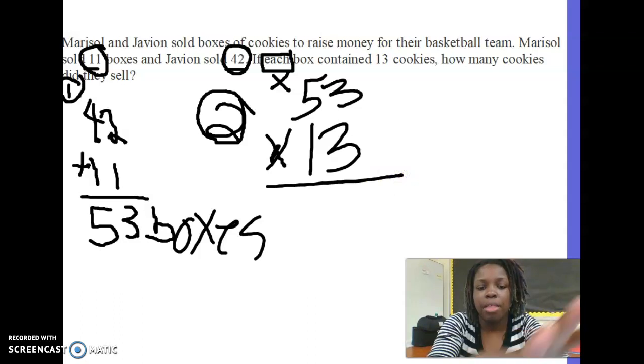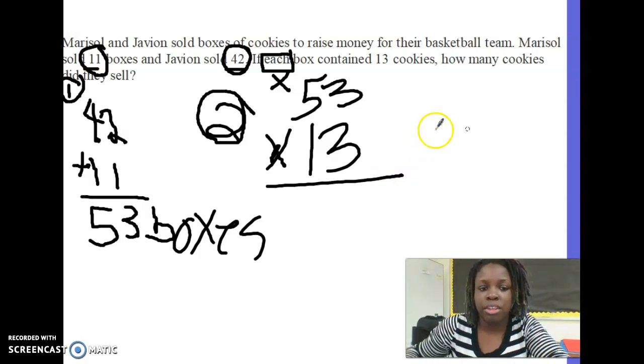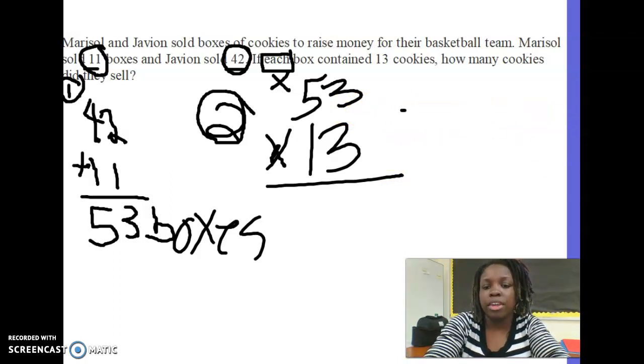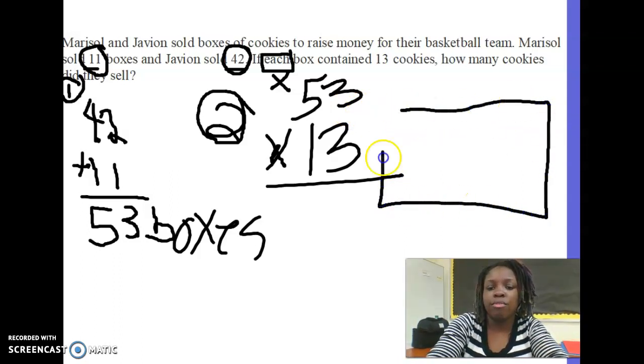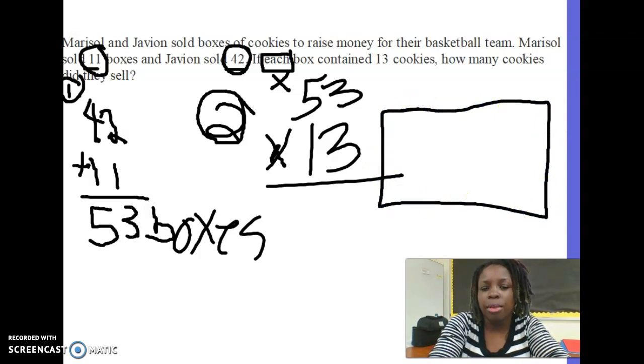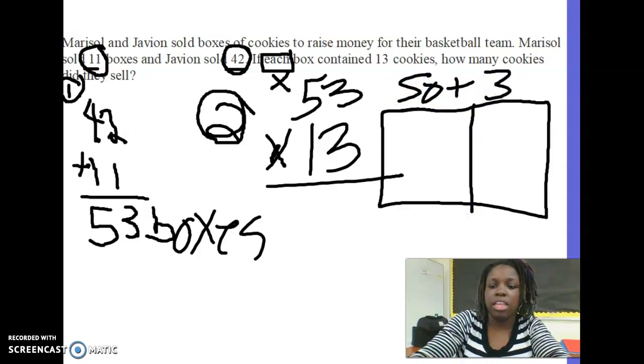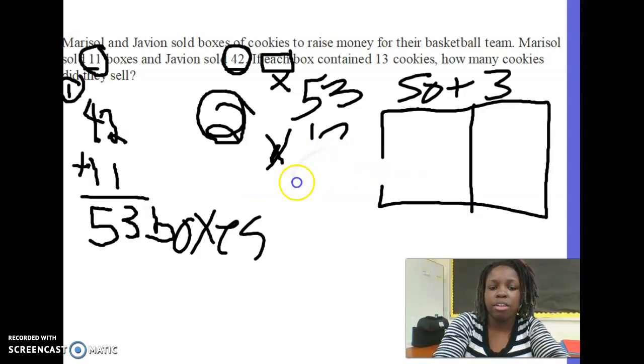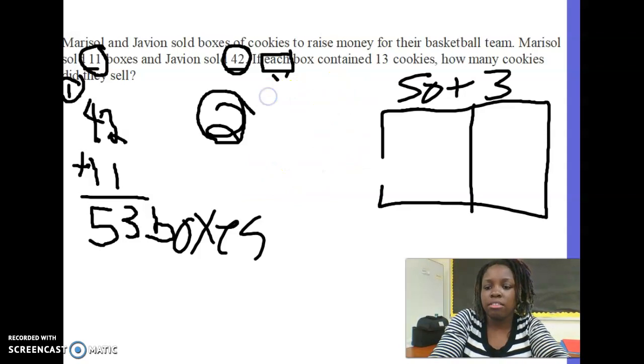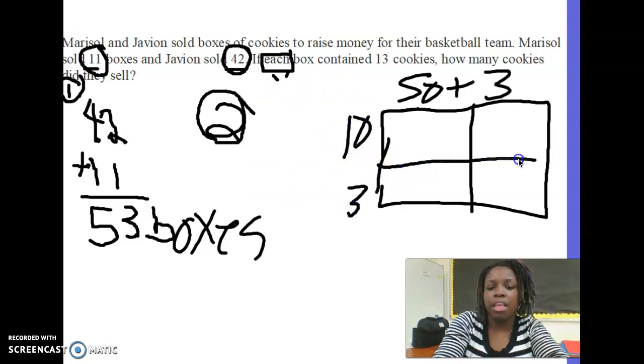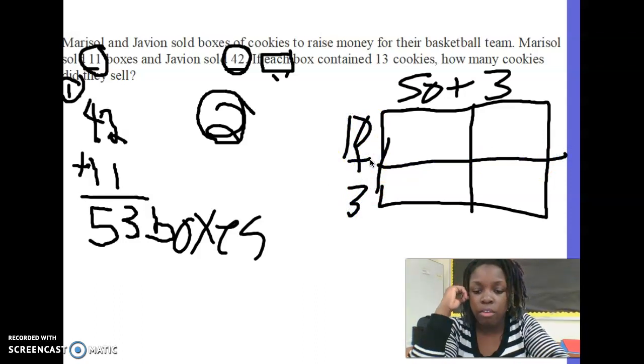All right, so I'm going to do it the area model way. I'm just going to erase a little bit. Now I'm going to put it right here. So I know I'm doing 53. How do I break apart 53? The 50 plus 3, and then 13. 53 times 13. Let me erase this part. All right, so I want to break apart 13, 10 plus 3. And then I'm going to go ahead and solve this, all right?